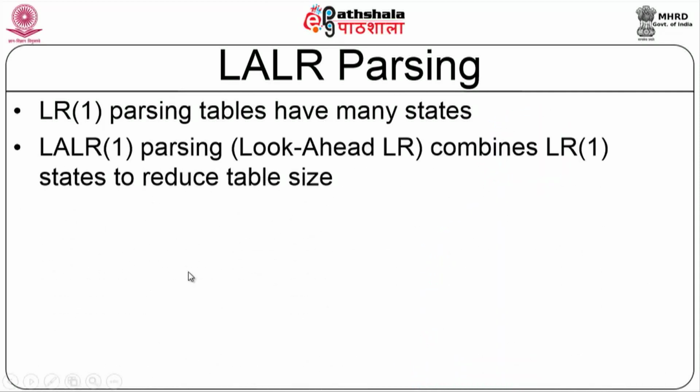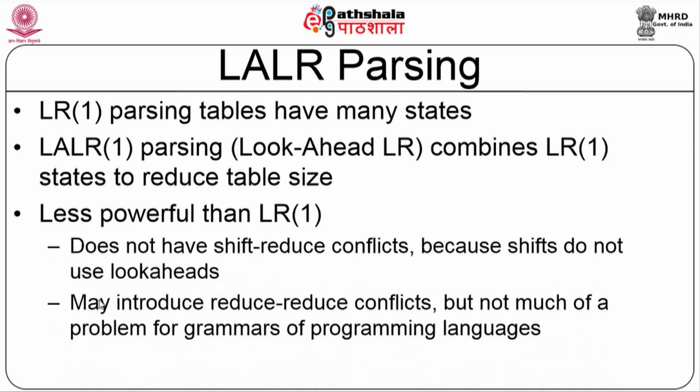So, LALR(1) parsing combines the LR(1) states, thereby reducing the table size. The item sets are combined and the number of items will be lesser in your LALR parsing. How is it going to be done? Since it is combining states, it is obviously less powerful than the LR(1) parser, but it does not have any shift reduce conflict because shifts do not use a look ahead.